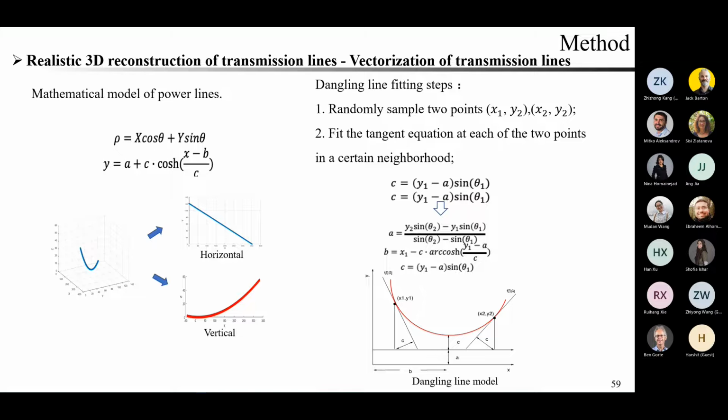And in this way, we can reconstruct the realistic 3D model for the transmission lines. We conduct this process in two steps. One is that we model the horizontal aspect of the power lines with a linear function. And in the vertical direction, we use the dangling line model to fit the transmission lines. So this is the process we use to model the dangling line of the transmission lines.